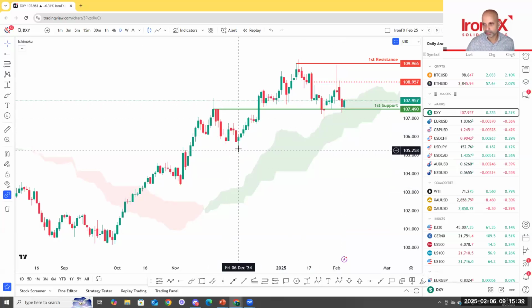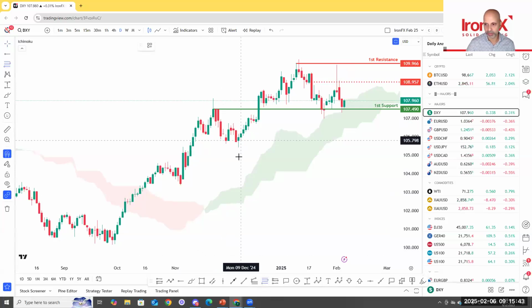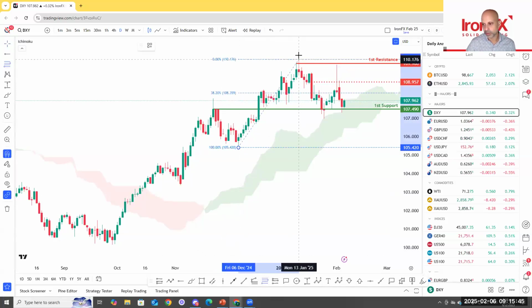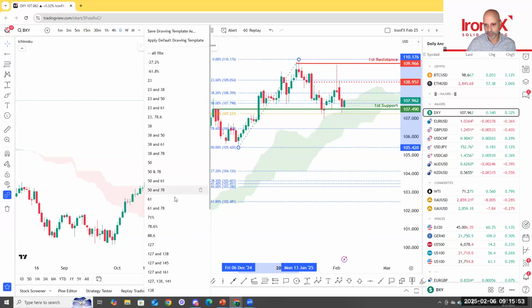Now, on this uptrend that begins from here on 6th of December, we can run a Fibonacci retracement from this swing low to the swing high here on 13th of Jan. When I look at all the fibs, we can see that 61.8% sits just underneath the overlap level here. So let's keep 61.8% on.